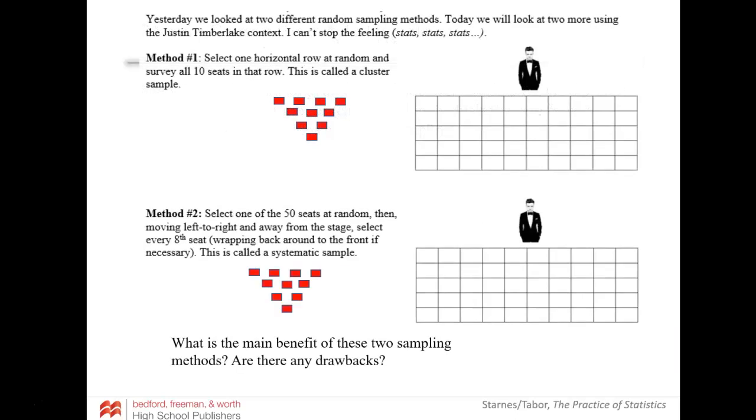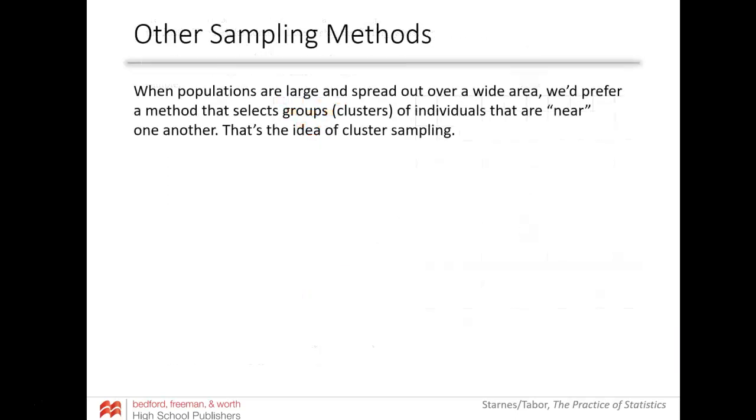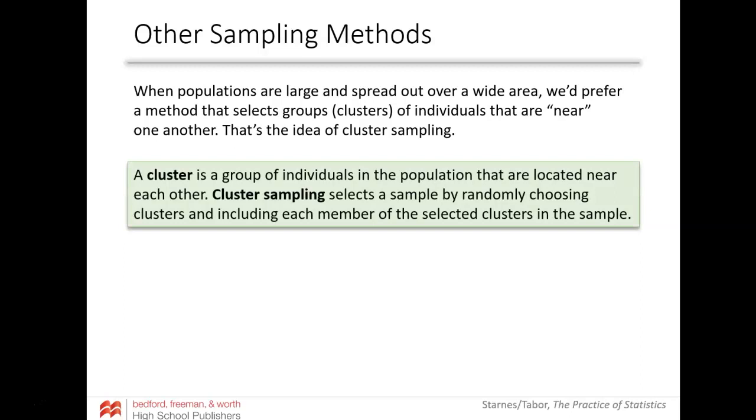We're going to revisit that Justin Timberlake example as a preview for this lesson on this third day now of 4.1. But let's get into the vocab here. There are even more sampling methods. Woo! When populations are large and spread out over a wide area, we prefer a method that selects groups, we call them clusters, of individuals that are near one another. This is called cluster sampling. Again, math pat on the back for naming things that are super obvious.